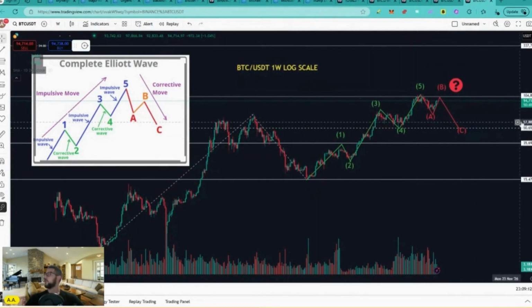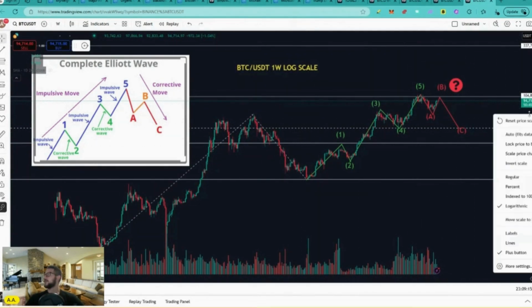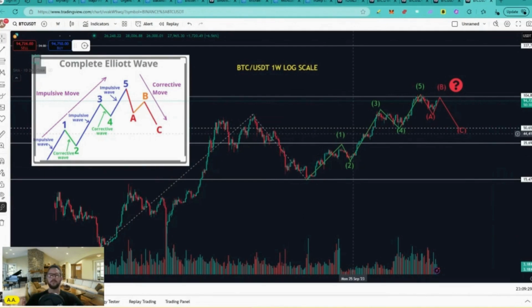For those of you who don't know, you can right-click right here, and instead of regular, click logarithmic. And this is how you can find this log scale chart. So what is this Elliott wave bearish scenario?